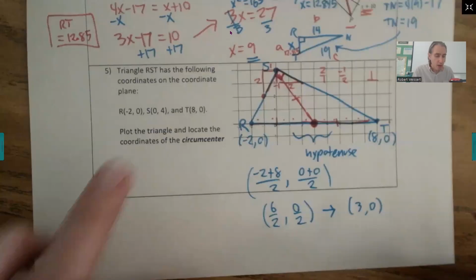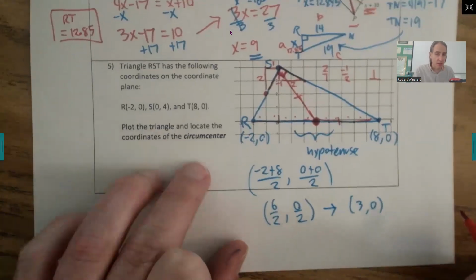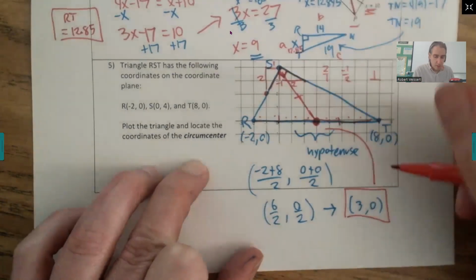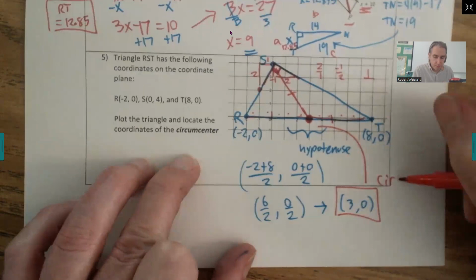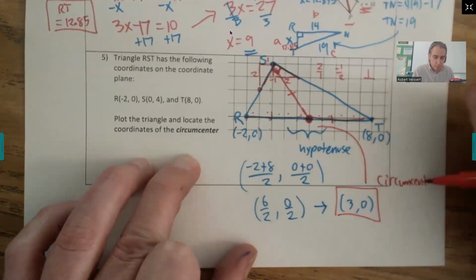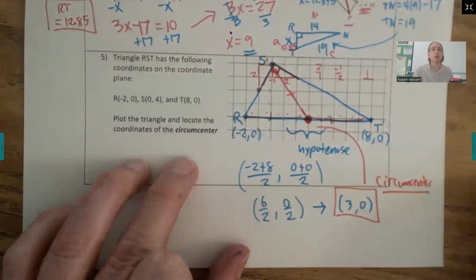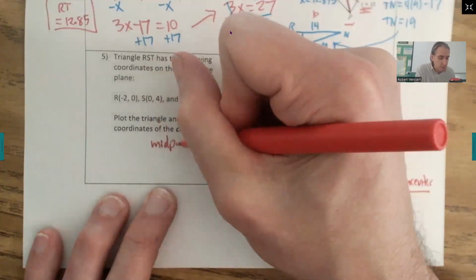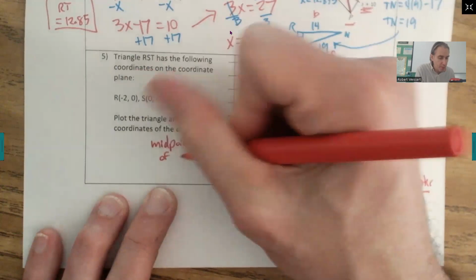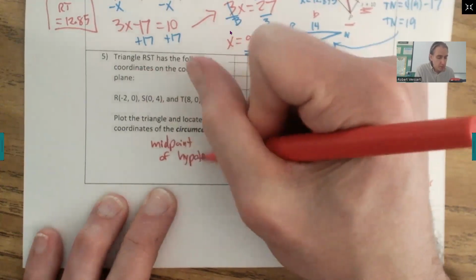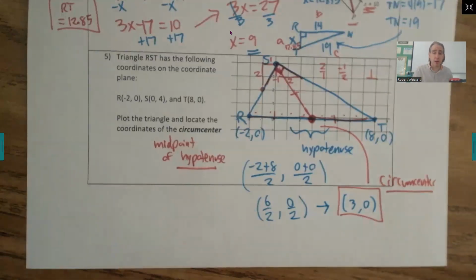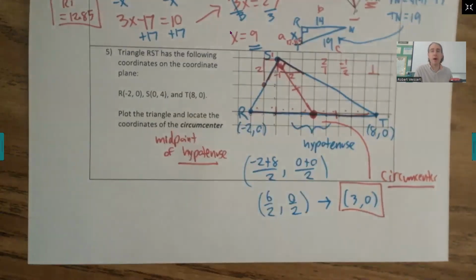Therefore, the coordinates of the circumcenter are going to be 3, 0. The circumcenter is always the midpoint of the hypotenuse in any right triangle. So if you find a right triangle, get the midpoint of the hypotenuse, you got your answer.